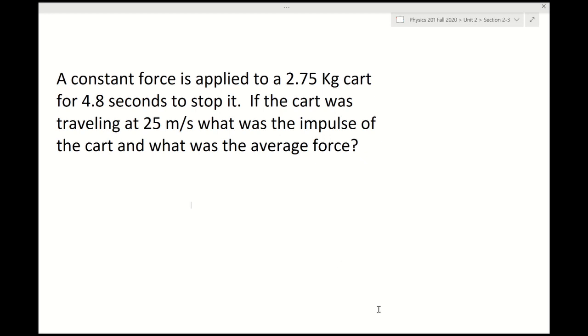Constant force is applied to a 2.75 kilogram cart for 4.8 seconds to stop it. If the cart was traveling 25 meters per second, what was the impulse? Remember, impulse is a change in momentum of the cart, and what was the average force? Well, what do we know?